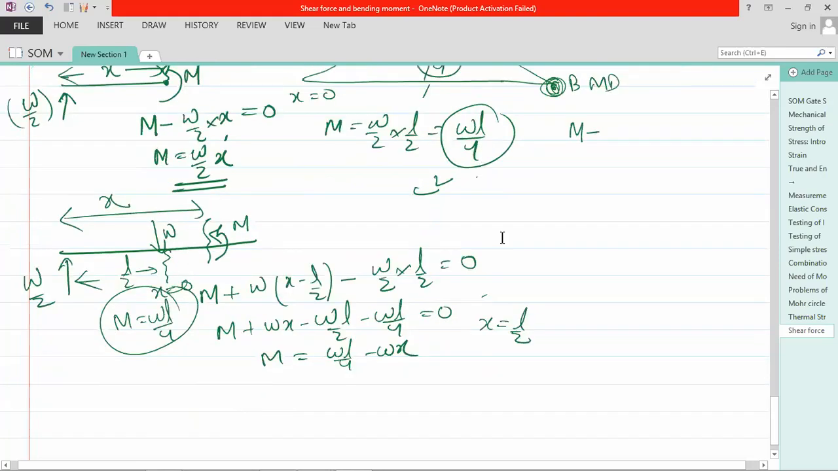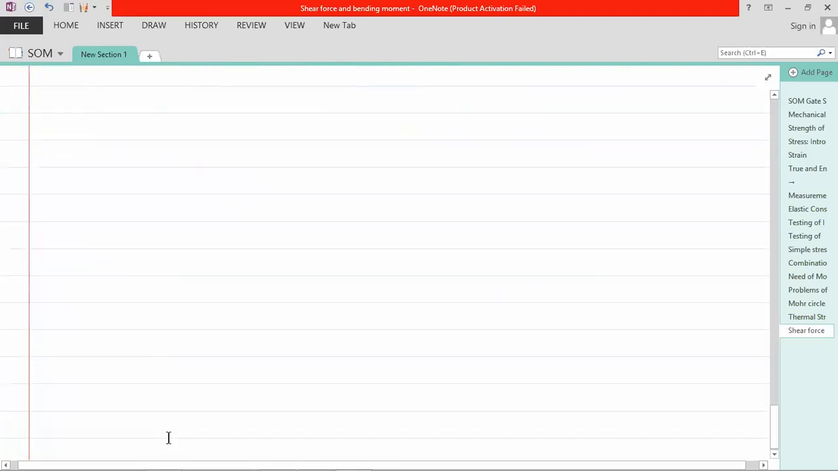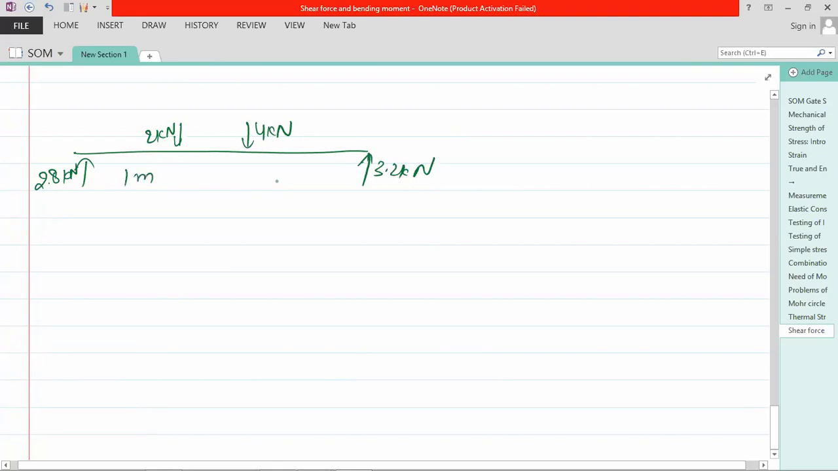Now in the next question, suppose this is the earlier example. Here a 2.8 kilonewton load is acting. Here also a 2 kilonewton load, a 4 kilonewton load, and here it is a 3.2 kilonewton load. This is 1, this is 1, and this is 0.5. This was the above question.